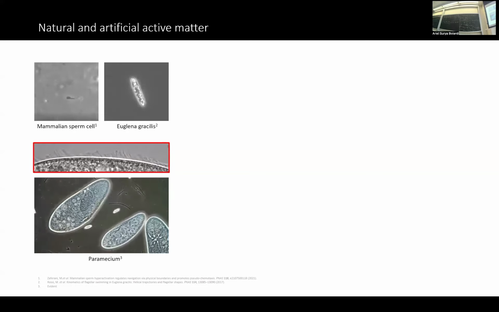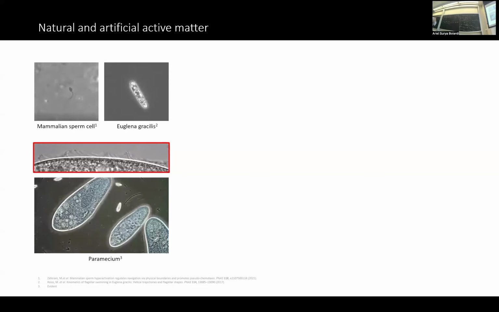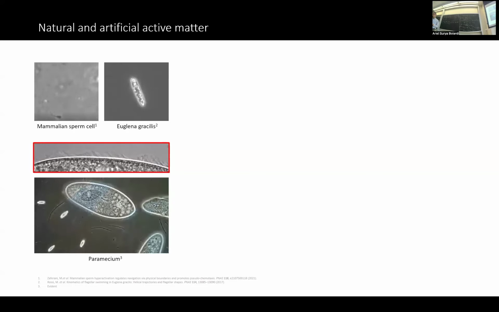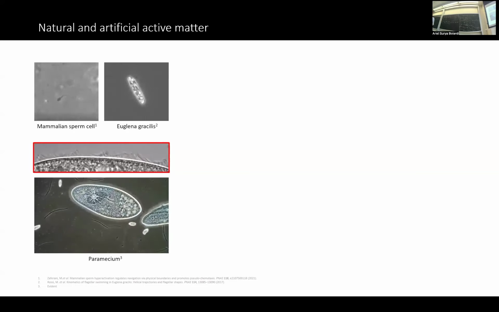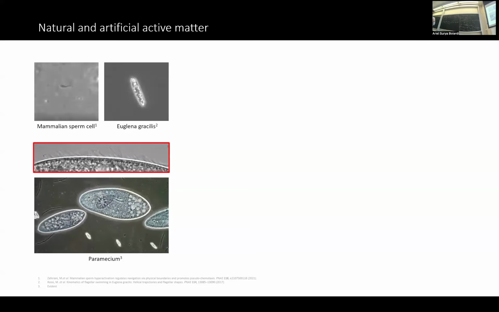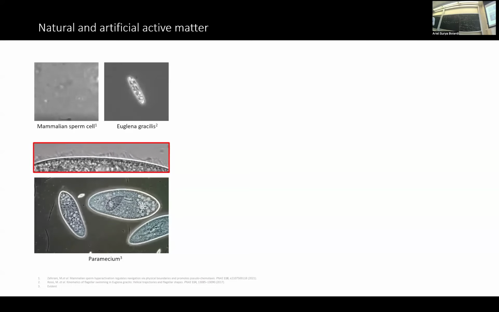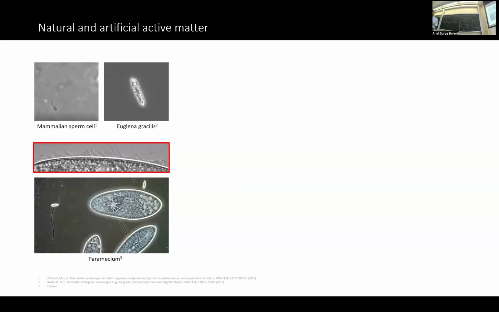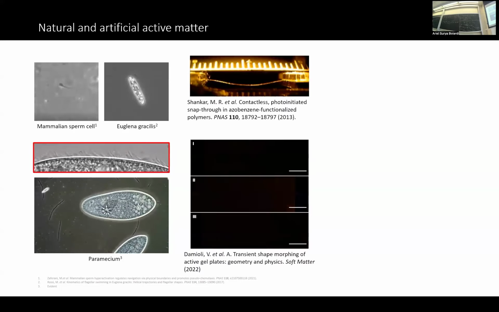In living organisms, this motility is possible thanks to the conversion of chemical energy into mechanical work by specialized and very complicated molecular motors, which are a topic in themselves. But in the last decades, we have seen the rise of active materials, which are artificial materials that can be activated by an external stimulus and can perform some form of motion or shape change.